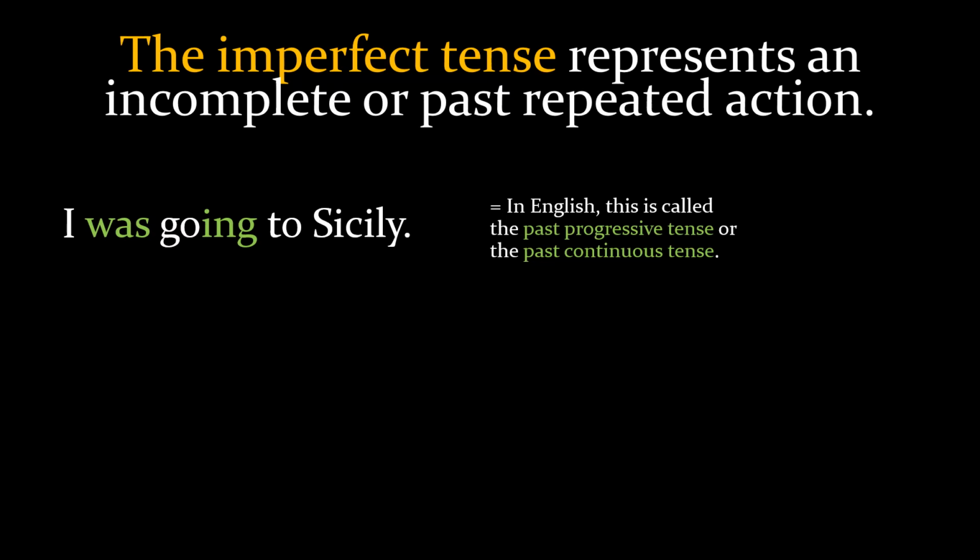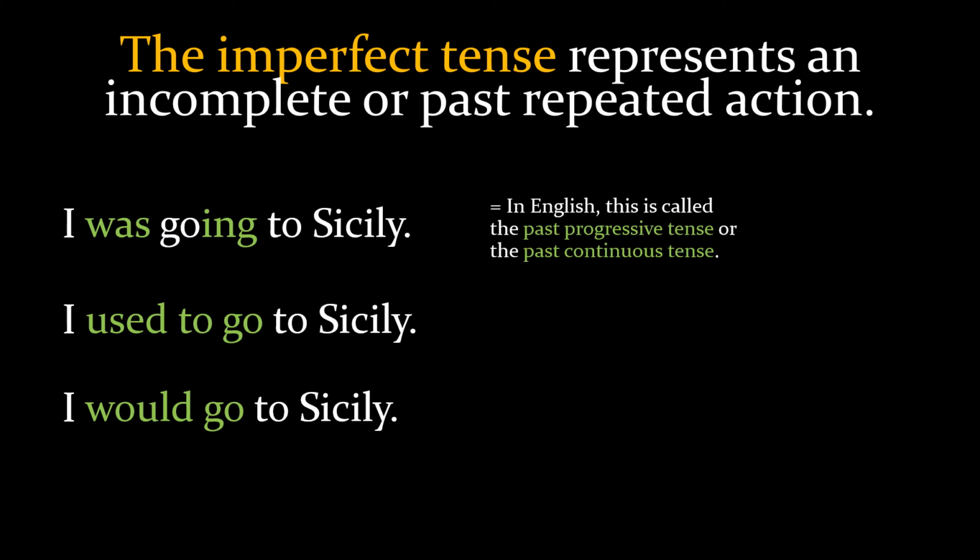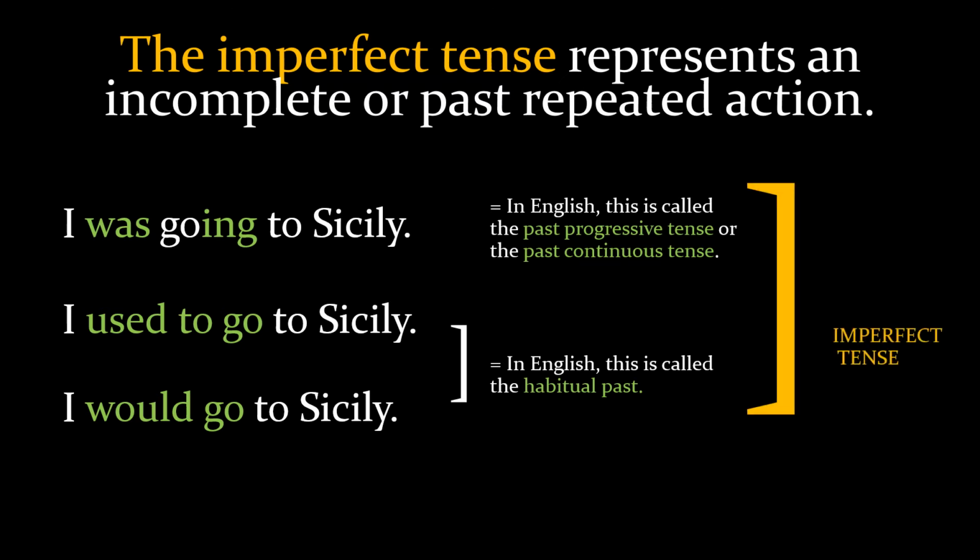The imperfect tense in Latin also includes these sentences. I used to go to Sicily, and I would go to Sicily. Like when I was young, in the summers, I would go to Sicily. In English, these are called the habitual past, talking about something that we used to do on a regular basis in the past. Okay, so any of these sentence types here are covered by the imperfect. What is not included here is I went to Sicily. That is a single past completed action. We'll talk about that later. Okay, so here is our imperfect tense.